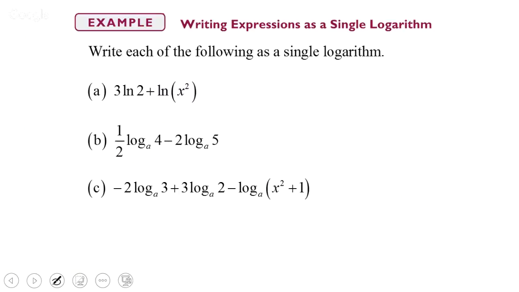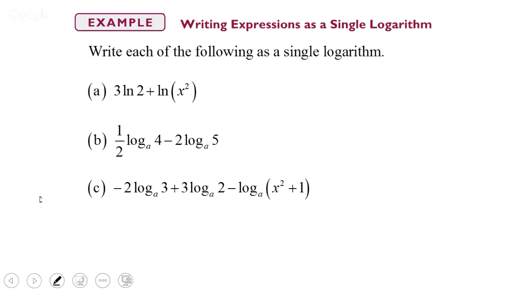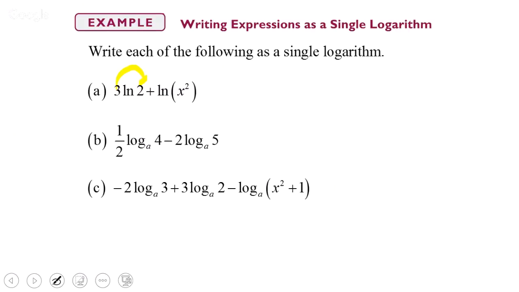So now we've expanded. Now we're going to condense. Let's condense this. We have a number being multiplied. Before, when we were expanding, I had a power and I brought it out in front. So if I have a number in front, I can make that into a power. So let's do that. So I have ln of 2 cubed plus ln of x squared.